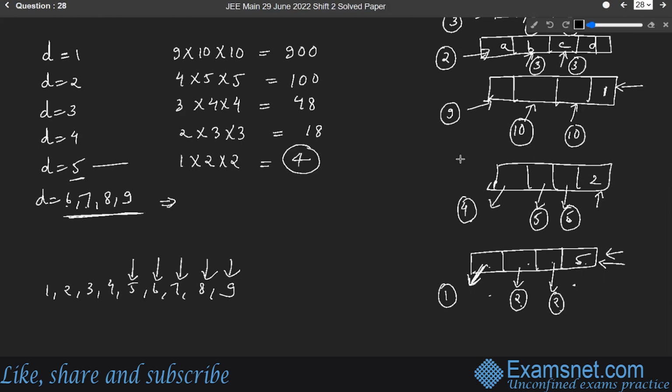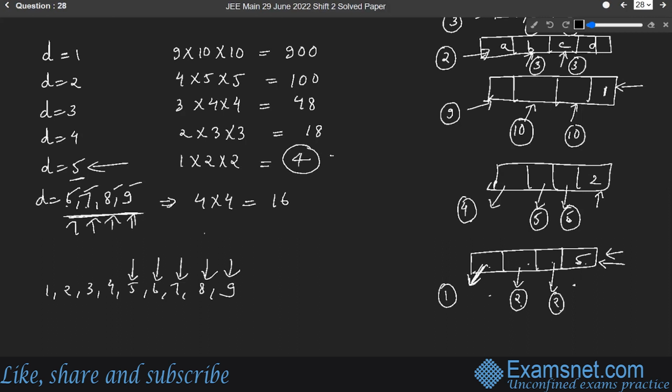See, we can see that when D is equal to 5, then the total count of numbers is 4. So in these 4 cases also, we will have 4. So 4 multiplied by 4 will give 16. Okay, why 4 multiplied by 4? Because we have 4 numbers, 6, 7, 8 and 9. For each number, we have 4 numbers. So 4 into 4 is 16.